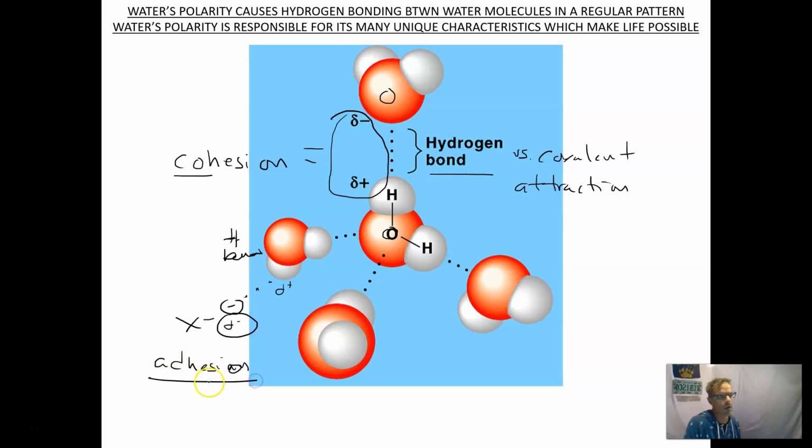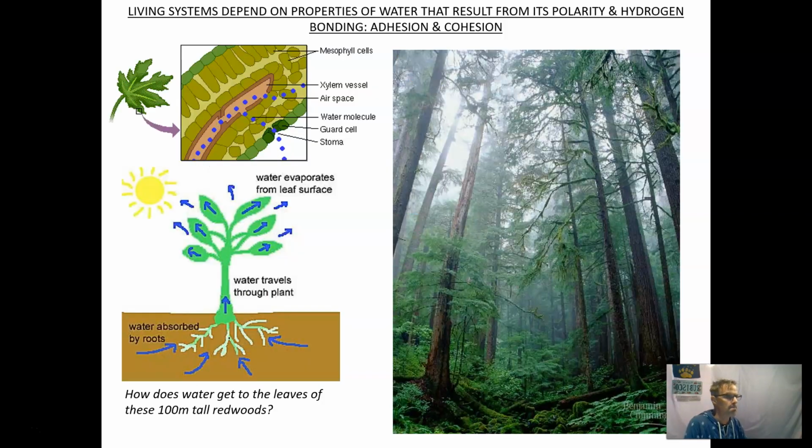Adhesion, where the water molecules are forming hydrogen bonds with something else, some other molecule, some other substance that itself is either charged or polar. Right? So cohesion and adhesion. One of the most striking examples of this is, of course, in trees.